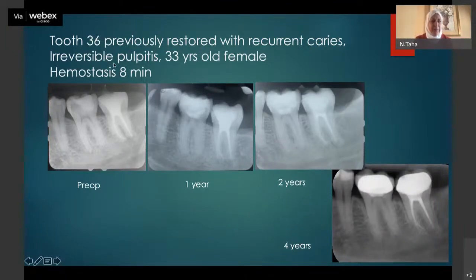Tooth with irreversible pulpitis. The age is 33. We attempted pulpotomy. We could achieve hemostasis in 8 minutes. Restored with composite restoration, 1 year follow-up, 2 year follow-up, 4 years follow-up. The tooth is crowned. We can still trace the pulp canal space. Margins are perfect. We are not worried about coronal leakage. I expect high survival and a very excellent longevity for this crowned tooth.